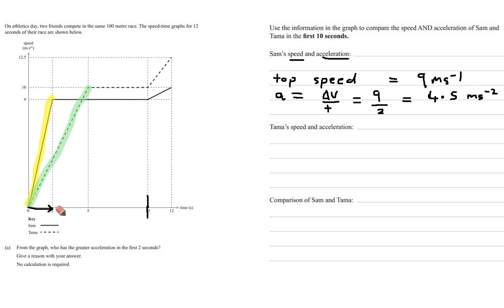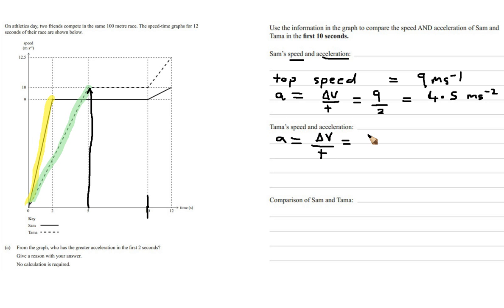So let's now have a look at Tamara, the dashed line here, and try and work that one out. So let's start with the acceleration here. So we could say her acceleration, we take our rise, so she's gone from 0 to 10 meters per second.